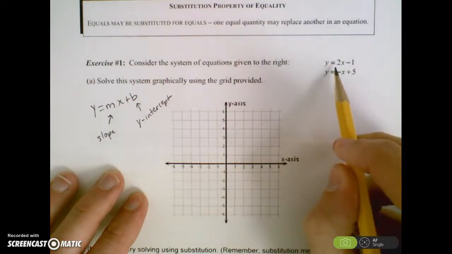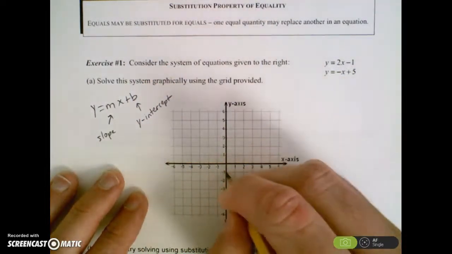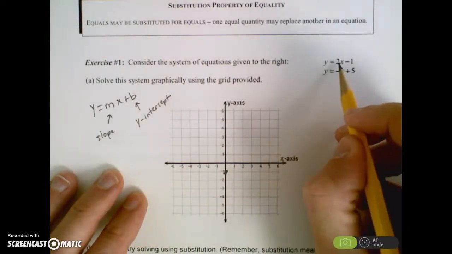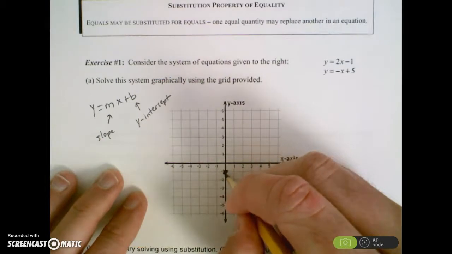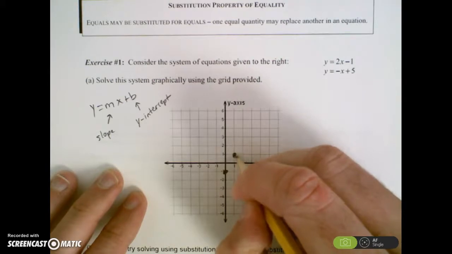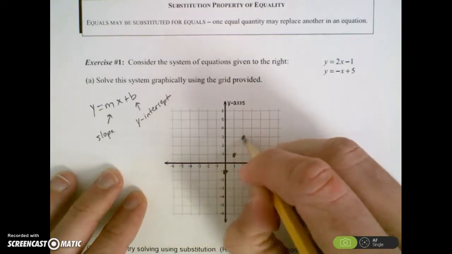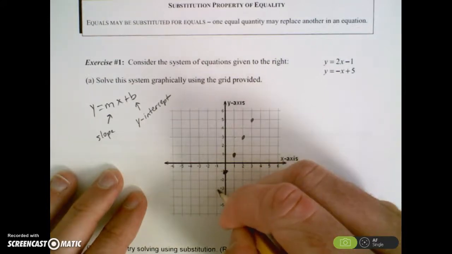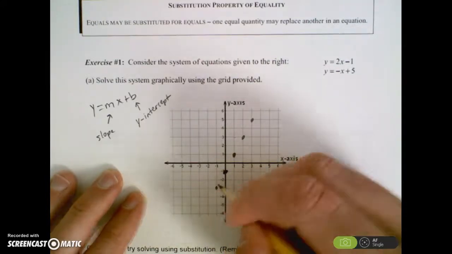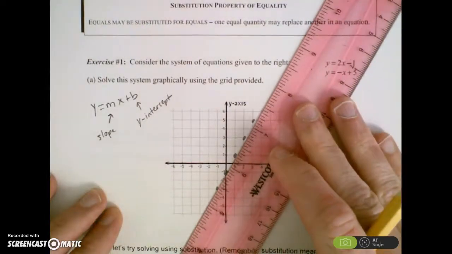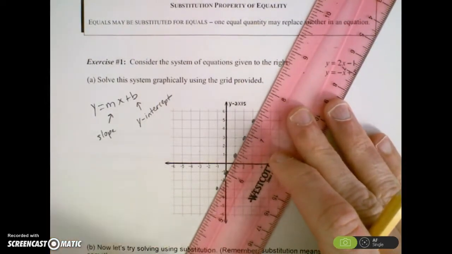So in the first equation, my y-intercept is negative 1, so I'm going to put a dot at negative 1. And my slope is 2, which means I go up 2 from my y-intercept, 2 over 1, because 2 divided by 1 is 2. Up 2 over 1, up 2 over 1. I also can go backwards, down 2 and to the left 1. And then using a ruler, I'm going to connect those points so I can see the line that I have just graphed.